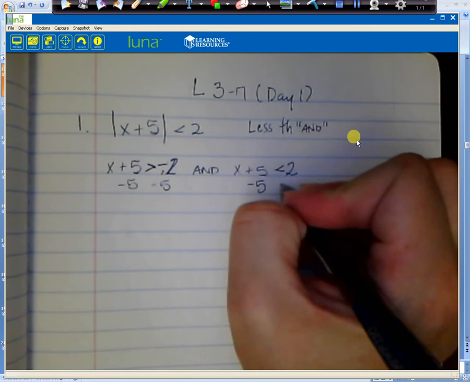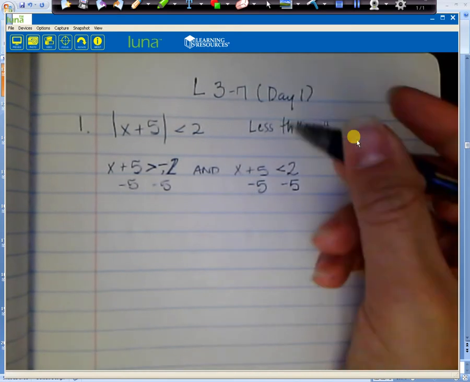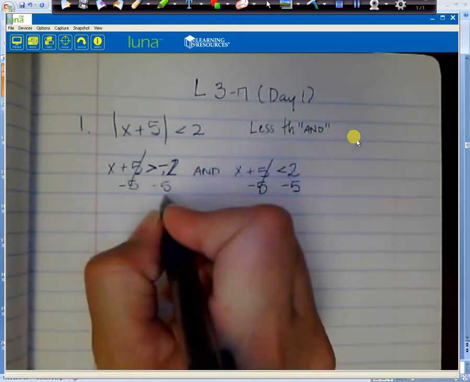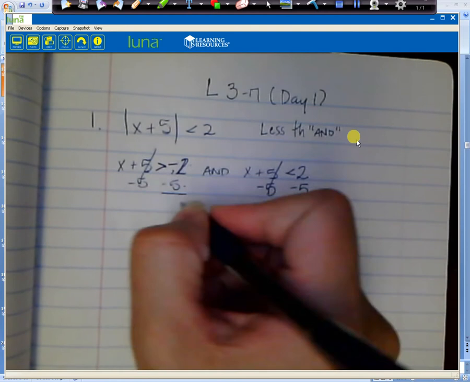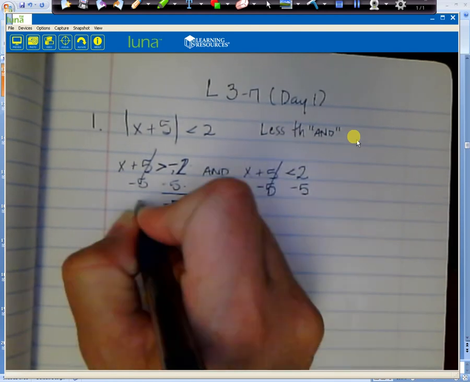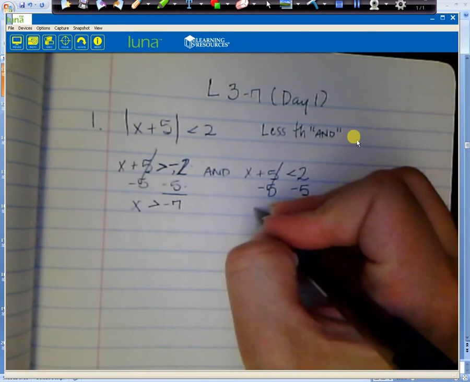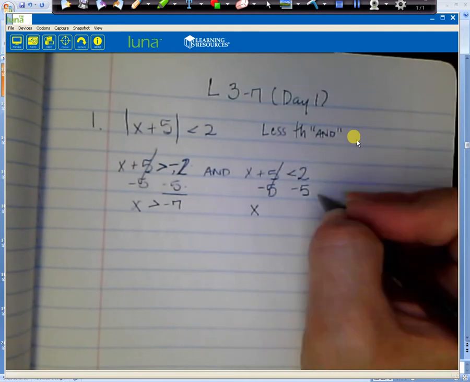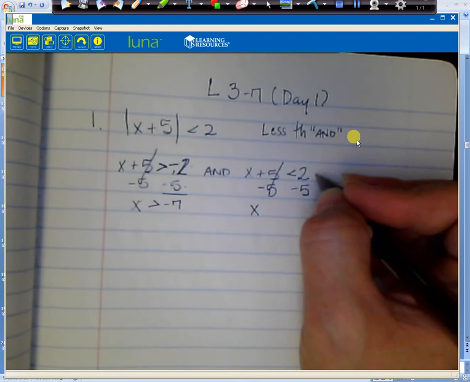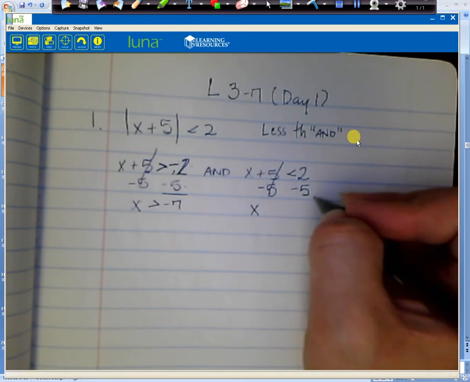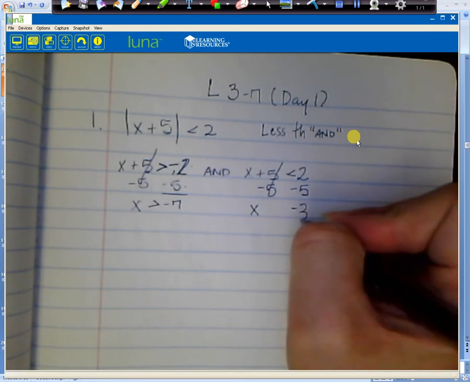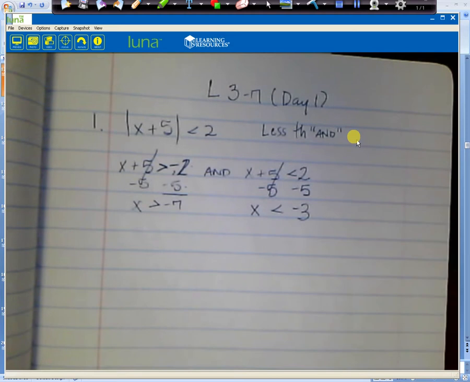And you can do that two at once, or you can do one at a time. Negative 2 minus 5 gives me negative 7. Bring down my x, bring down my inequality sign. These 5 minus 5 cancels, and then I have 2 minus 5, which gives me negative 3, and I'm going to bring down my inequality sign.